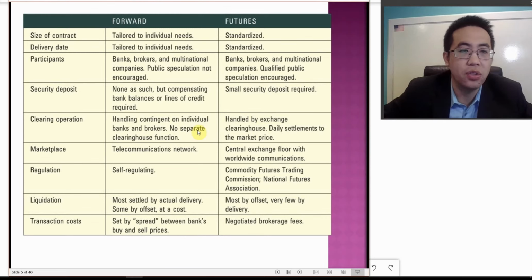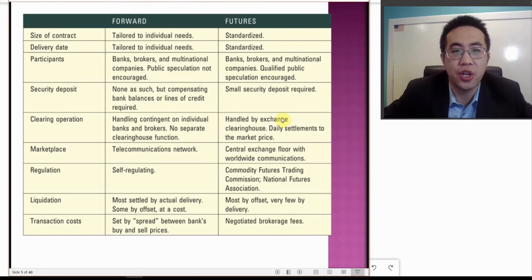And for forward, there's no separate clearinghouse. In the previous chapters, I explained the clearinghouse as a hub of transactions. So each party who needs to buy or sell just trades with the clearinghouse instead of trading with each other. But that's not the case for forward. In the forward market, there's no clearinghouse. The buyer and the seller just pair with each other and then trade.